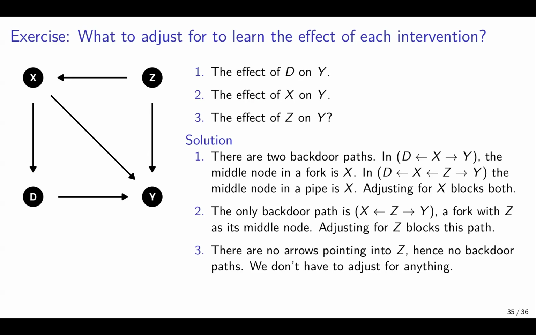So if we were to try to adjust for d, what we would end up doing is actually blocking the portion of the causal effect of x that flows through d into y. And that's not what we'd want if we want to learn the causal effect of x on y. We want to take into account all the different ways that x influences y that are valid causal paths. So the only one we want to eliminate is the backdoor path. All right, what about the effect of z on y? Well, there aren't any arrows pointing into z, so there are no backdoor paths. We wouldn't have to adjust for anything.